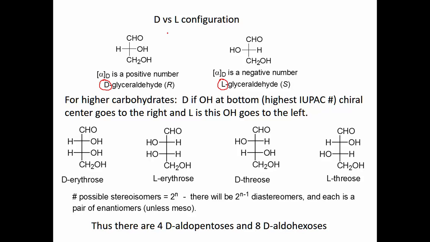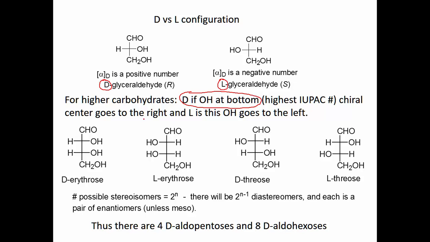Okay, for carbohydrates larger than glyceraldehyde, we're going to call it D if the OH group at the bottom, that's the one that has the highest number according to the IUPAC system, if the OH group at this chiral center goes to the right, it's the D enantiomer. And if the OH at this carbon goes to the left, it's the L enantiomer.